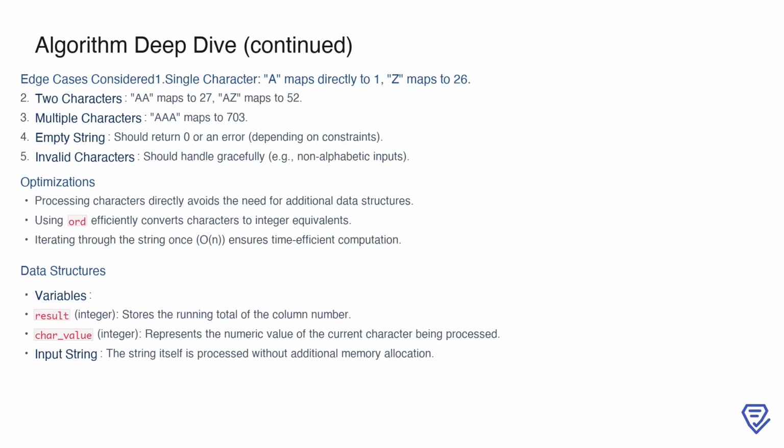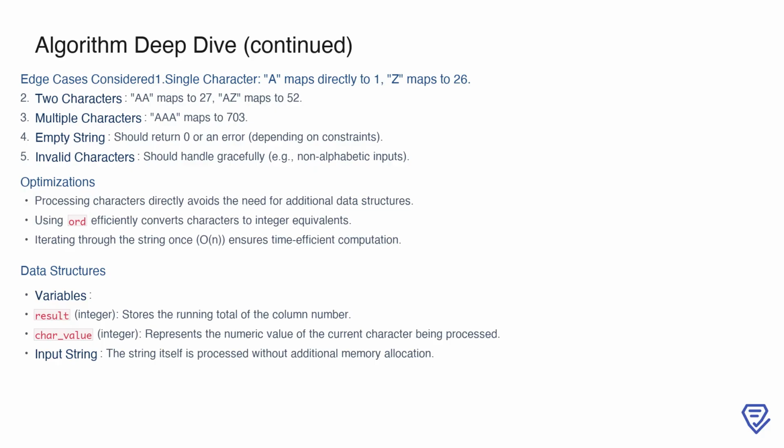When implementing this algorithm, we also need to account for various edge cases. For instance, single-character strings like A or Z are straightforward, mapping directly to 1 and 26, respectively. For two-character strings, AA maps to 27, while AZ maps to 52. Similarly, for longer strings, AAA would map to 703. We must also handle potential invalid inputs, such as empty strings or non-alphabetic characters, either by returning 0 or throwing an error, depending on the problem constraints.